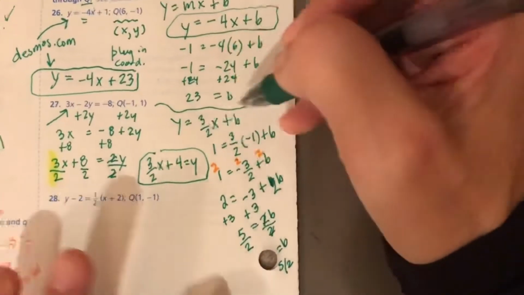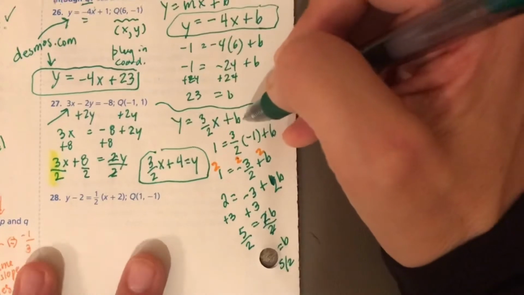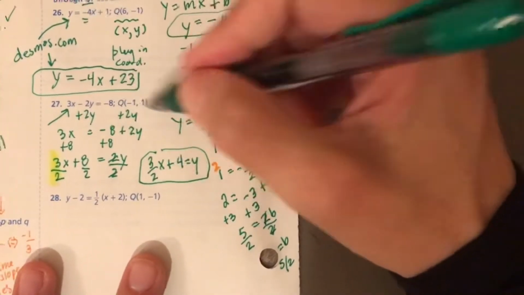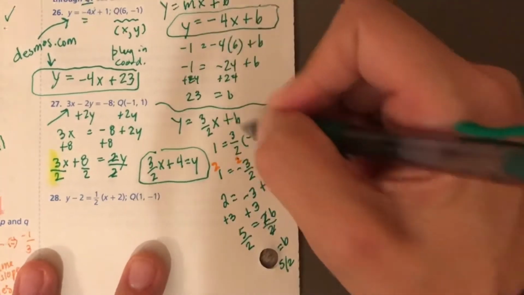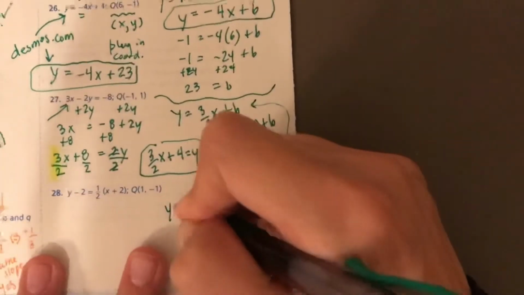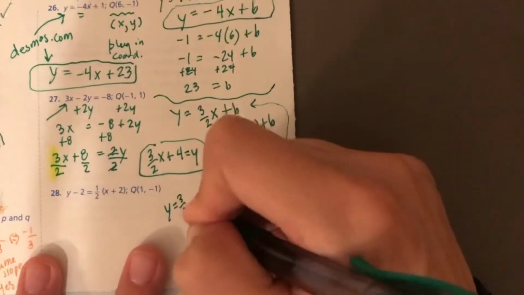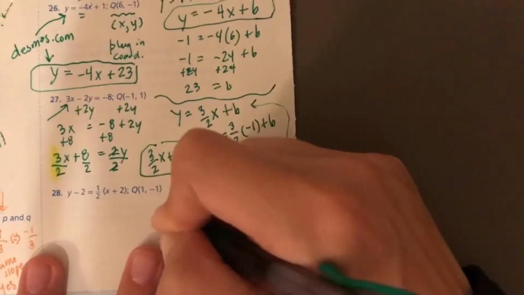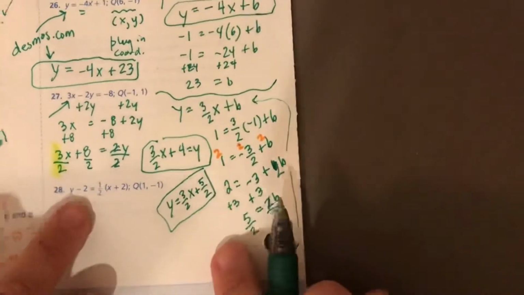So I've done it. I have my equation, and in order for it to have the same slope, 3 halves, and go through that point, I need b to be 5 halves. So I can plug that back in right up here. Y is equal to 3 halves x plus 5 halves. Nice job. One more.